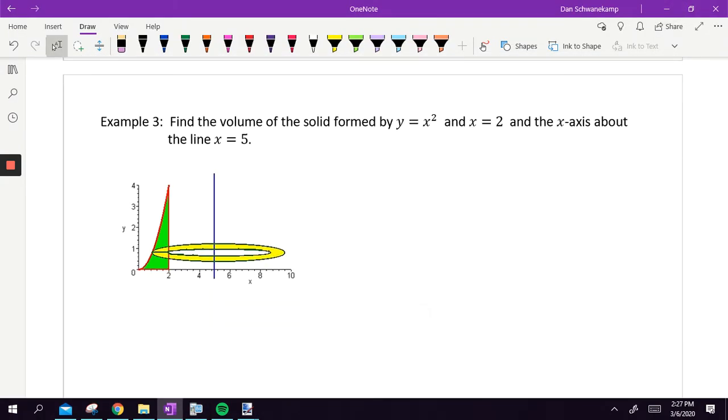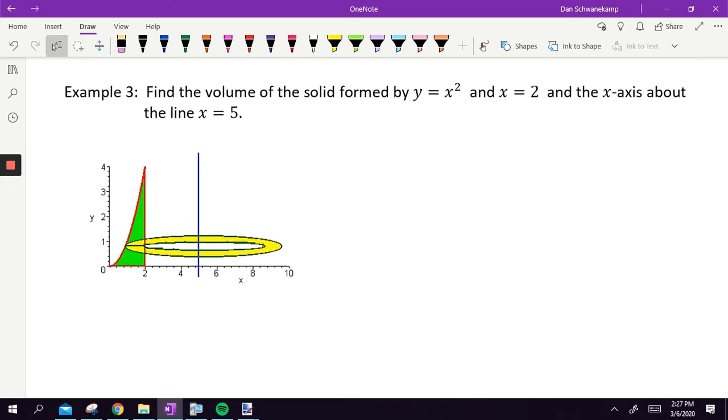Let's go to the back side. Number 3, find the volume of the solid formed by y equals x squared and x equals 2, about the x-axis and the line x equals 5. All right, so I graphed this thing already. This is x equals 2. This is y equals the square root of x. We're revolving it around that blue line in the middle. That's x equals 5. So that yellow circle represents what it would look like when I revolve this thing. I would have it coming across to here. It would look something like that.